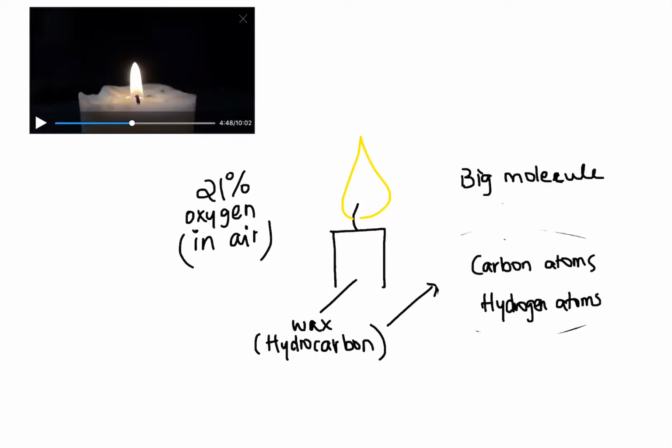So let's see the processes that take place when a candle is burning. A candle is made up of wax, and wax is a hydrocarbon. A hydrocarbon is a very complex, big molecule, and because it's a hydrocarbon, it contains carbon atoms and hydrogen atoms in a big molecule.